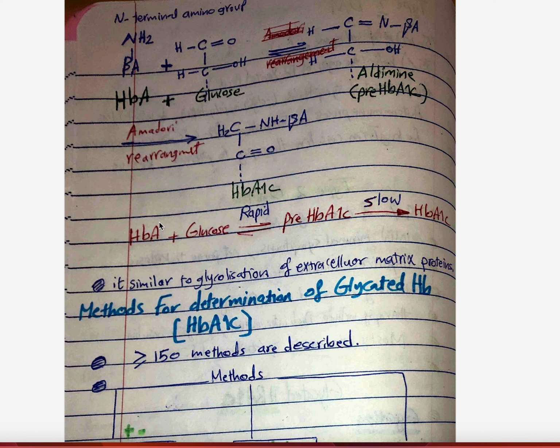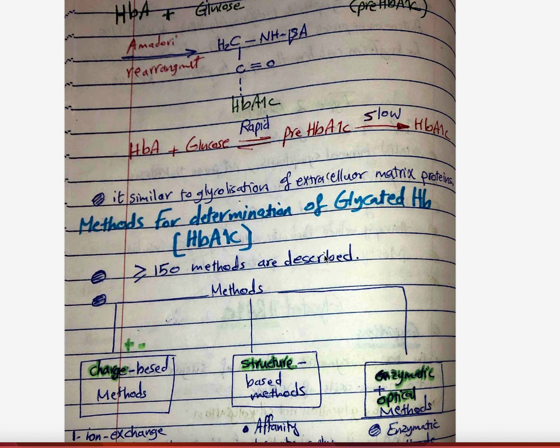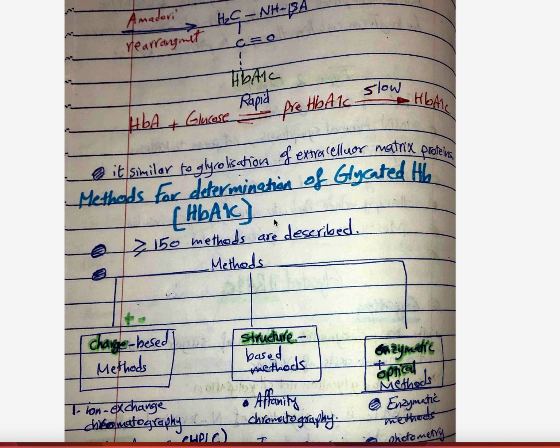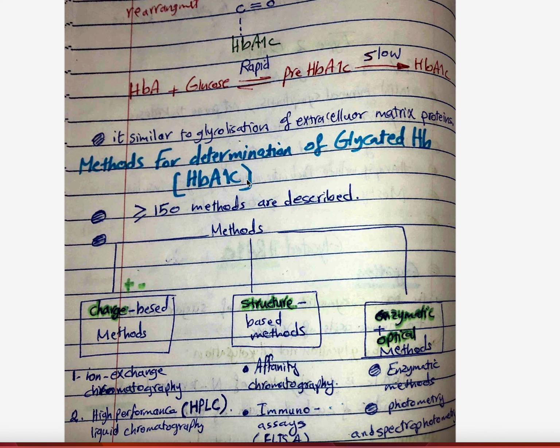So again, hemoglobin A starts as the hemoglobin of adults, and then we add glucose. As you can see here, we didn't mention any enzyme, so we can say it's a glycation. And it's reversible, as you can see here, and it's very rapid, and that leads to the pre-hemoglobin A1C, and by the slow reaction that leads to hemoglobin A1C. It's similar to what happens in the glycosylation of extracellular matrix proteins.